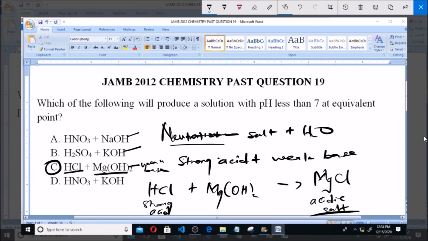But for option A, we have a strong acid and a strong base, that will give us a normal salt. B, strong acid and a strong base, also a normal salt. And D, strong acid and a strong base, a normal salt. But C, strong acid and a weak base, will give us an acidic salt. So option C is the correct answer to this question.